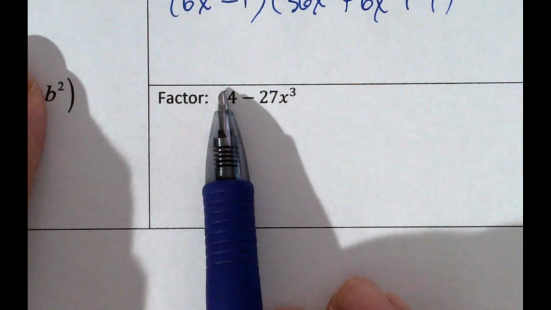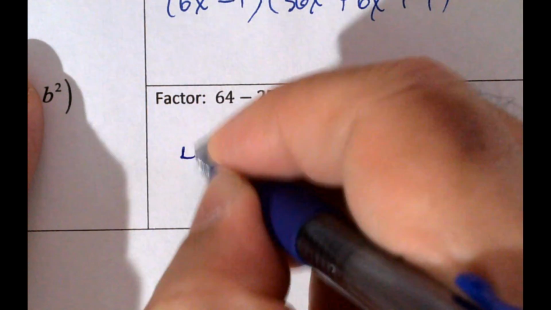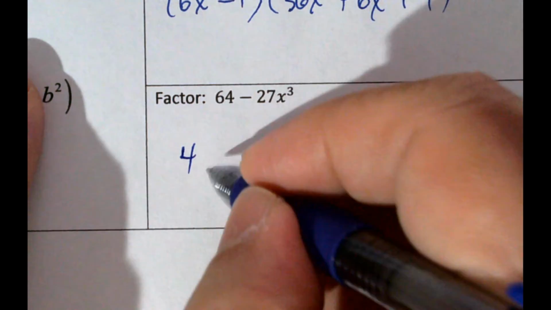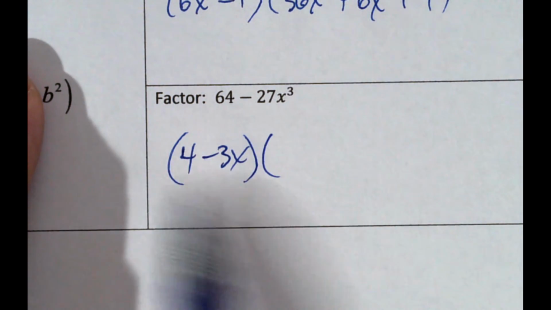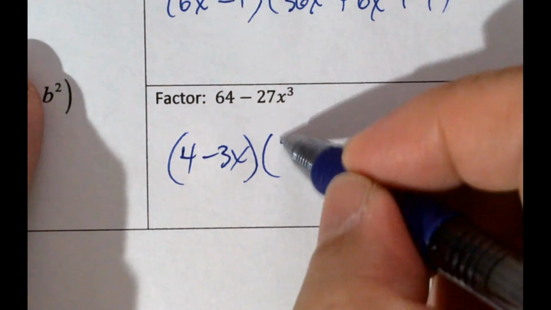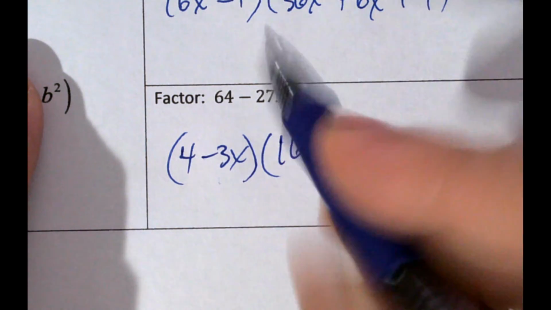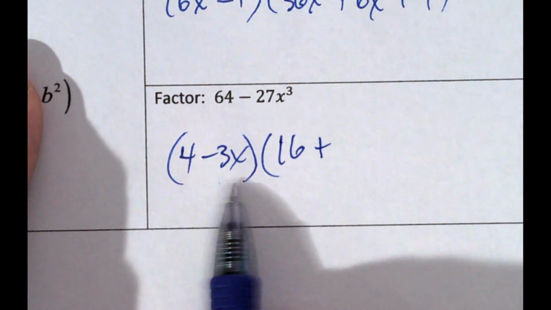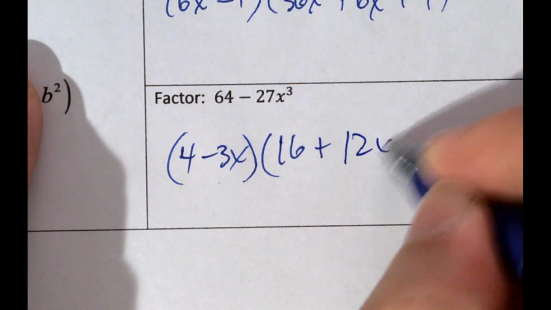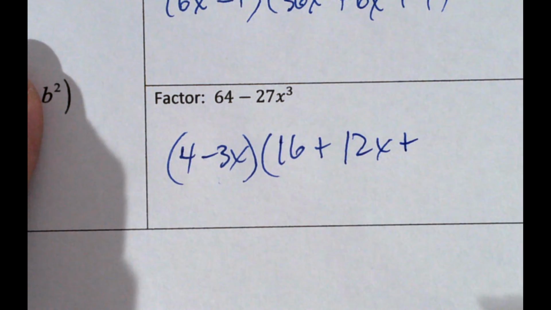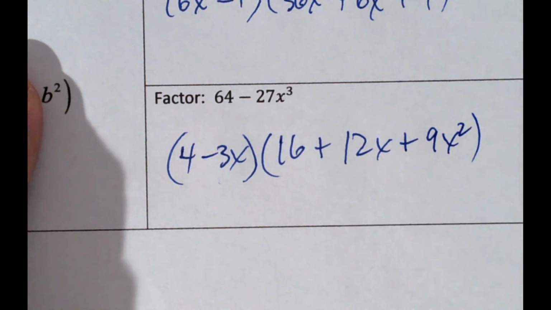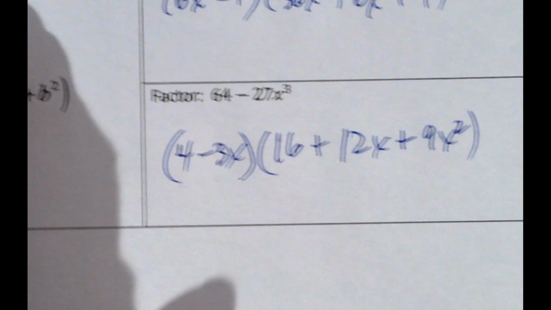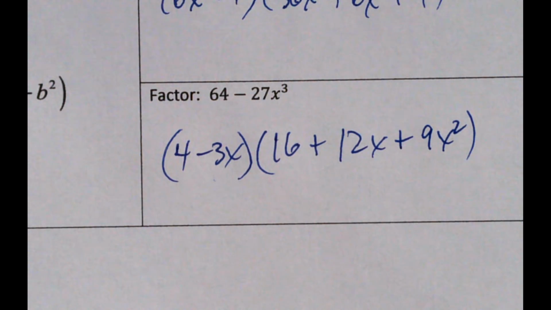That's the answer. Here, 64 is 4 to the third. 27 is 3 to the third. So it's 4 minus 3x. Now, what is 4 squared? You square the first term. Change the sign. Multiply, 4 times 3 is 12, so it's 12x. Last term is always plus. Square the second term, so it's 9x squared. And that's it. Of course, it does get a little harder, but not much.